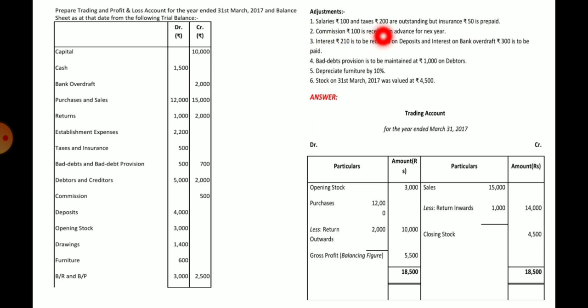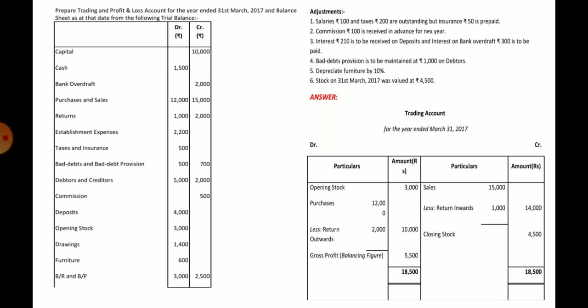Salary 100 and taxes 200 are outstanding but insurance 50 is prepaid. So 100 and 200 will be added because they are outstanding. Remember that in the video I told you, if there is any outstanding expense, it will be added back, and if there is any prepaid expense, it will be deducted. Okay, commission 100 is received in advance for next year, so it will be deducted, and interest 210 is to be received from deposit, it is income, and interest on the bank overdraft 300 is to be paid, so it will be an expense. Okay, both are transferred to the P&L.